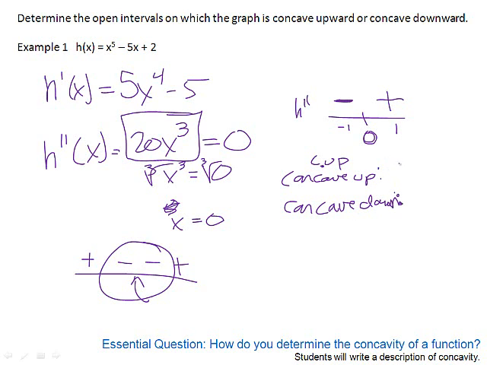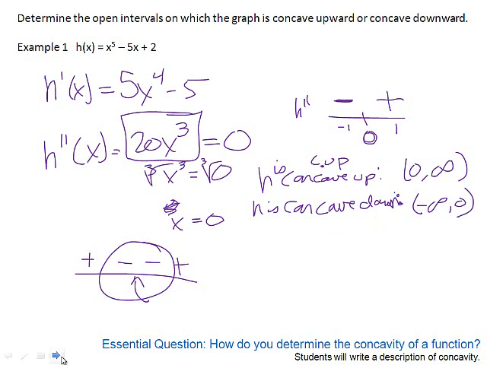All right, so where is H, if we're actually trying to write a sentence. So H is concave up where? 0 to infinity. Where is it concave down? Good. That was pretty easy, right?